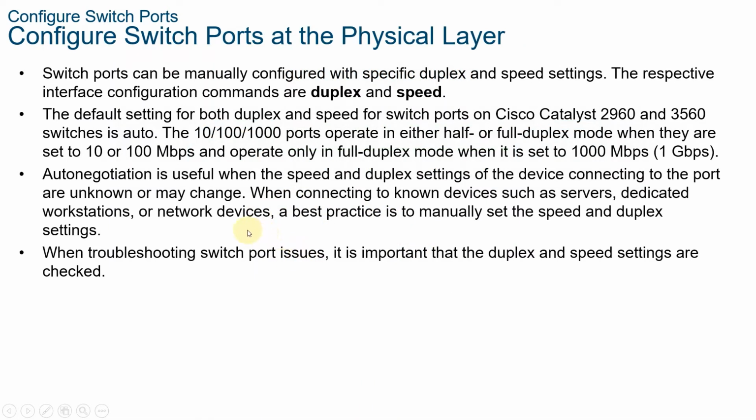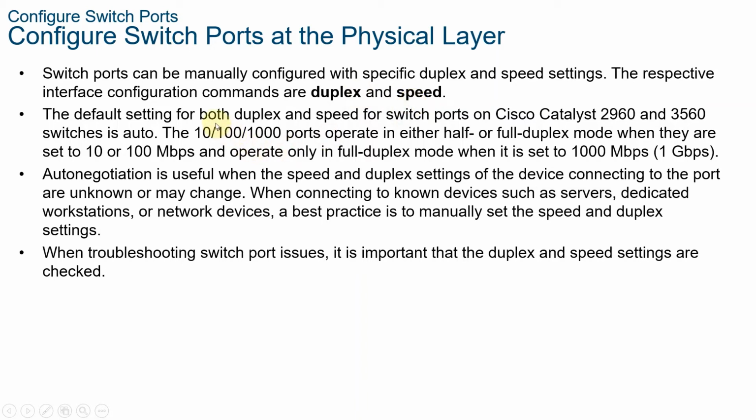Now let's configure switch ports at the physical layer. Switch ports can be manually configured with specific duplex and speed settings. We use the duplex interface configuration mode command to manually specify the duplex mode for a switch port. So switch ports can be manually configured using the duplex and speed commands here.